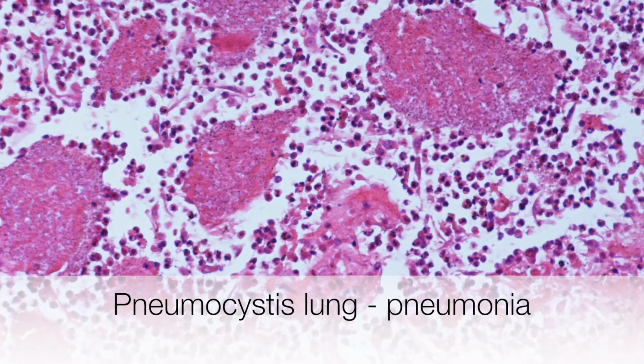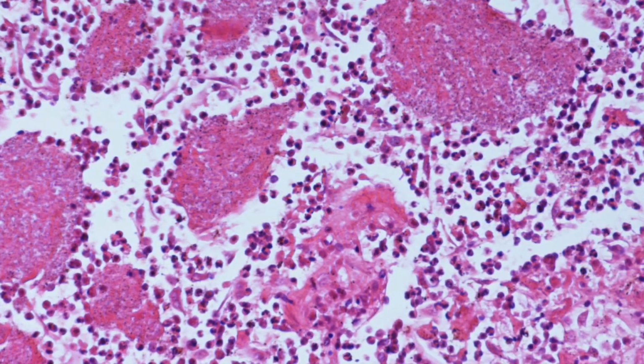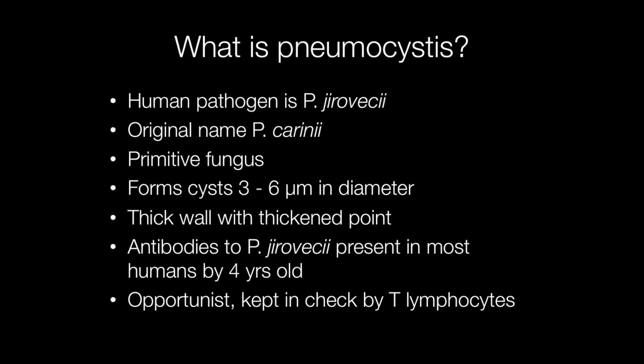This section of lung shows the typical features of Pneumocystis pneumonia. Pneumocystis jirovecii, previously known as Pneumocystis carinii, is a primitive fungus that is a human pathogen. Pneumocystis is an opportunistic infection that is kept in check by T lymphocytes. And by the age of 4, most people have antibodies to Pneumocystis jirovecii.